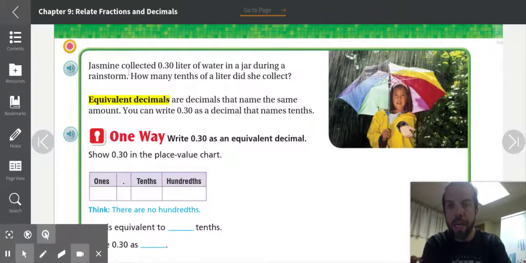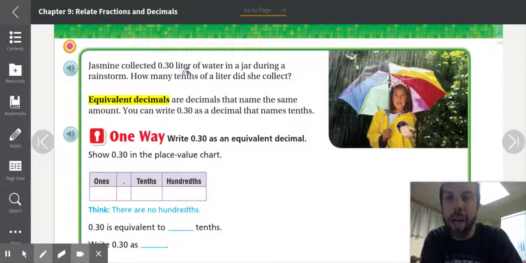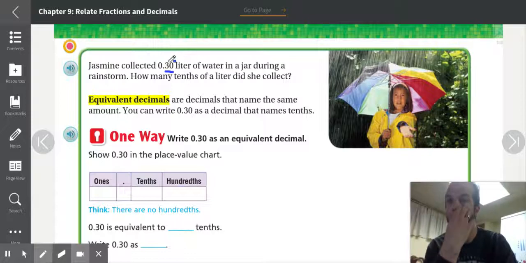All right. And it says Jasmine here collected, how would we say this decimal? Well, let's see. Yesterday I was talking about if there's a 0 as my whole number, I'm not going to say 0 and. I only say the and if there's a whole number here. So I would read this as 30 hundredths. Okay. Jasmine collected 30 hundredths of a liter of water in a jar during a rainstorm. How many tenths of a liter did she collect? Okay. So now it's starting me with hundredths, and now I want to know how many tenths.